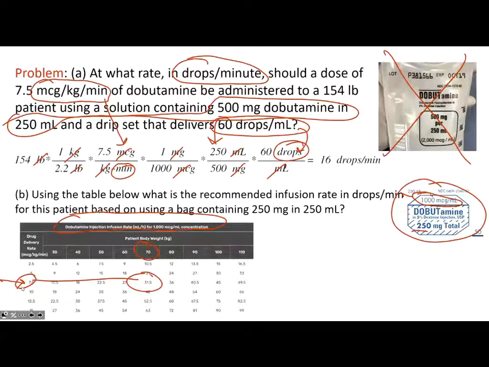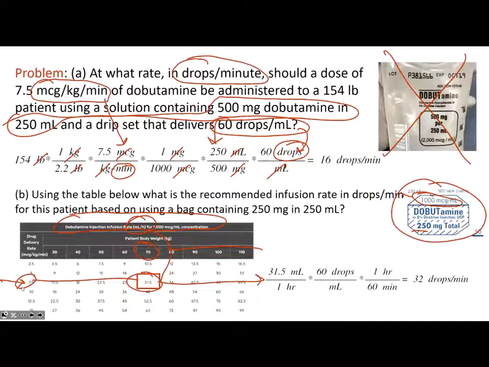Okay, so this is where you've got to be careful. This table gives you an answer, but it's in milliliters per hour. So the last thing that you have to do is convert that 31.5. Does everyone see where that came from? That comes right out of the table, but you've got to be careful and use the values off the table. It says that number, 31.5, is mils per hour. So let's take 31.5 milliliters per hour and convert it to drops per minute.